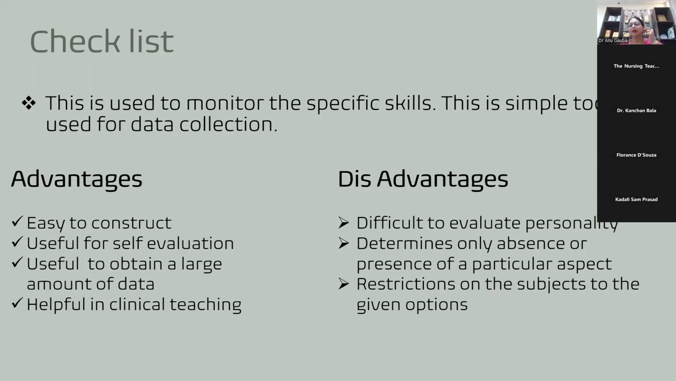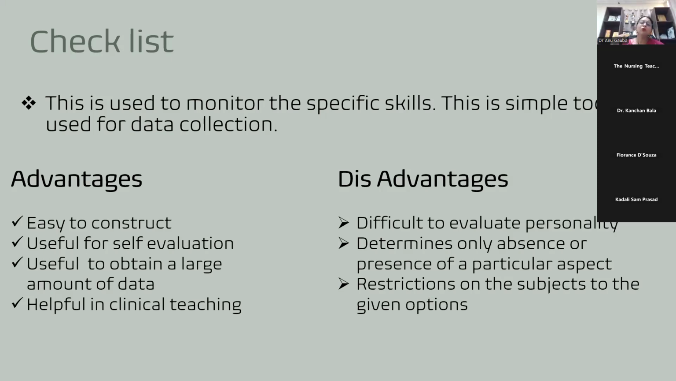Now, another method is the checklist. Checklist is used when you are going to monitor some specific skills. And this is a very simple tool. Why is this a simple tool? Because it is easy to construct. You can use this checklist for self-evaluation also. Second thing, if you want to collect large data, this is the easiest method to collect the data. And this is also helpful in clinical teaching.